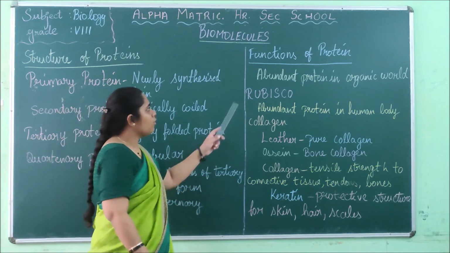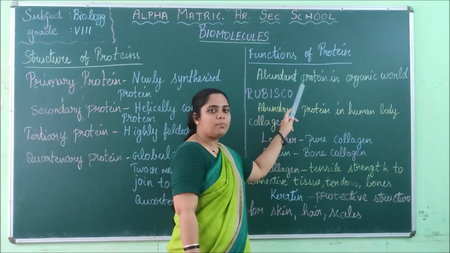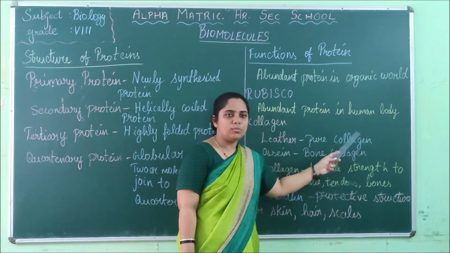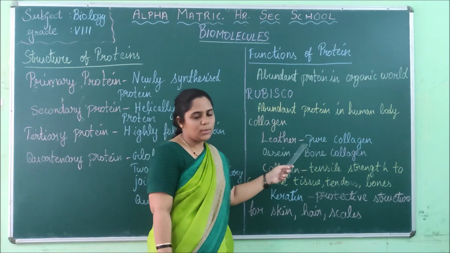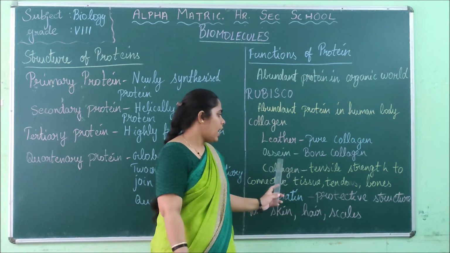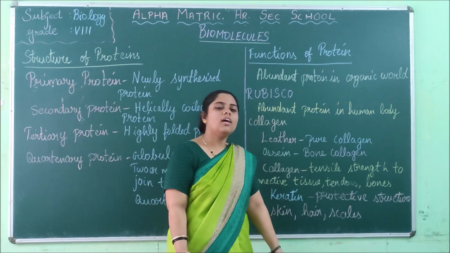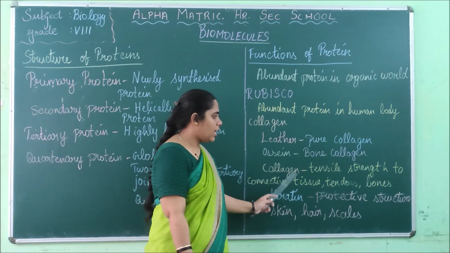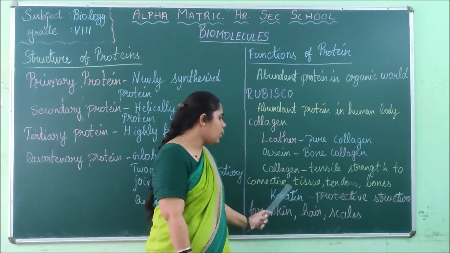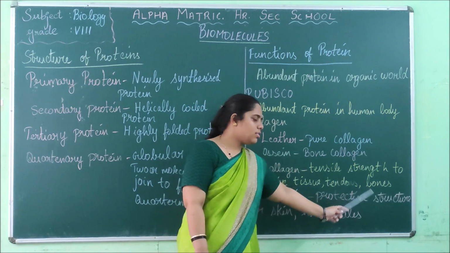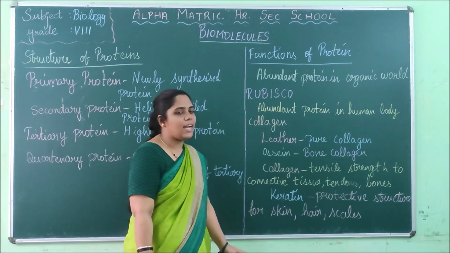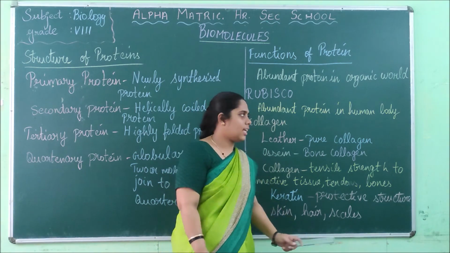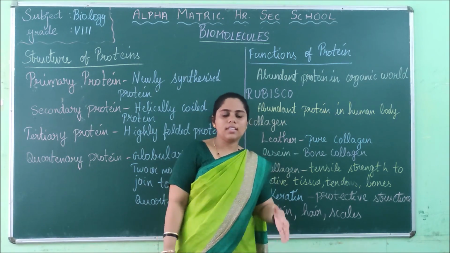Then we saw the functions of protein. The abundant protein in the organic world is Rubisco, and the abundant protein in the human body is collagen. Leather has pure collagen, and ossein is found in bone collagen. These are the names of the protein molecules. Collagen means tensile strength for connective tissue, tendons and bones. And next is keratin, a protective structure for skin, hair and scales. So till this we have completed protein.